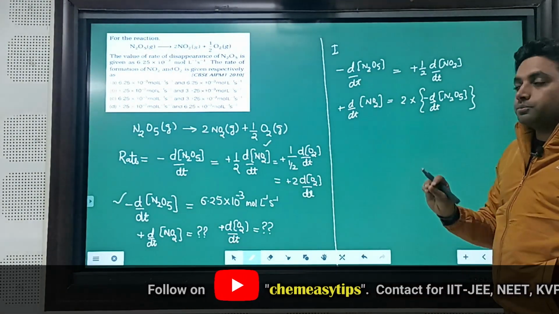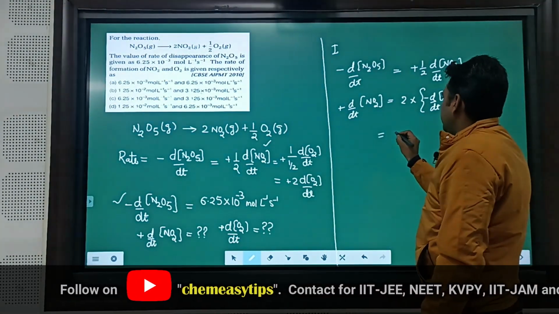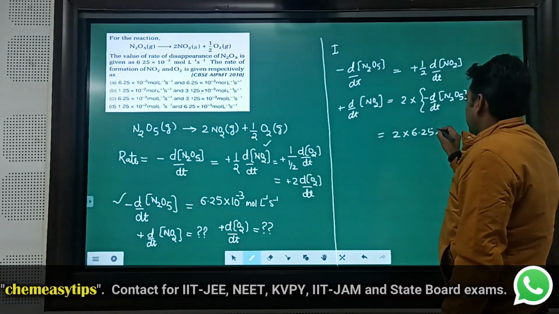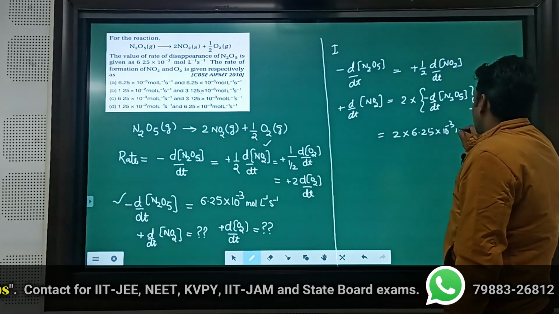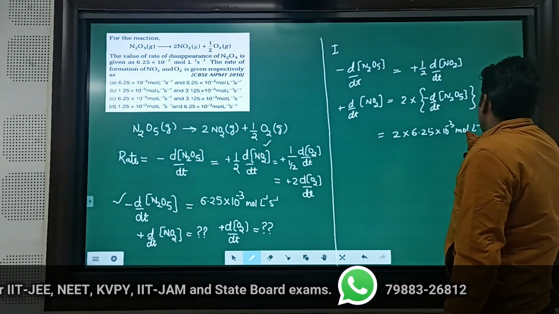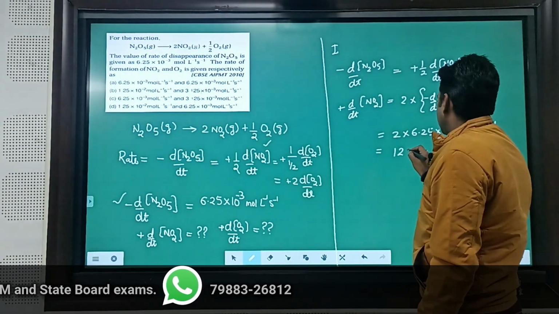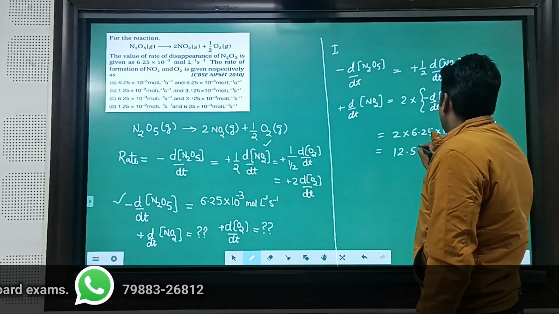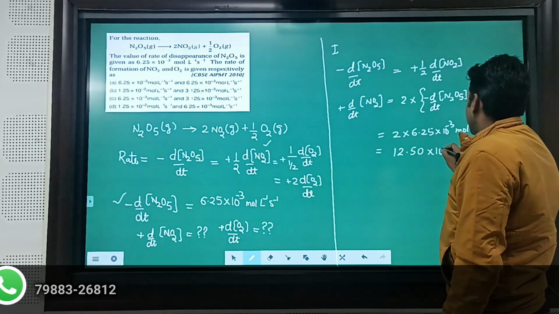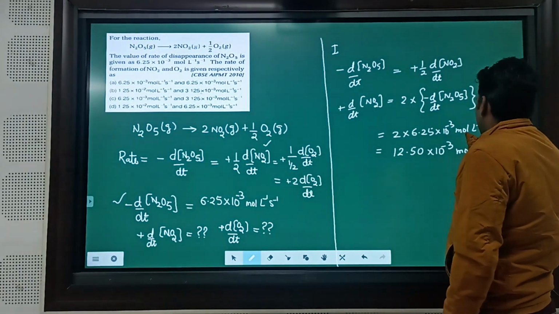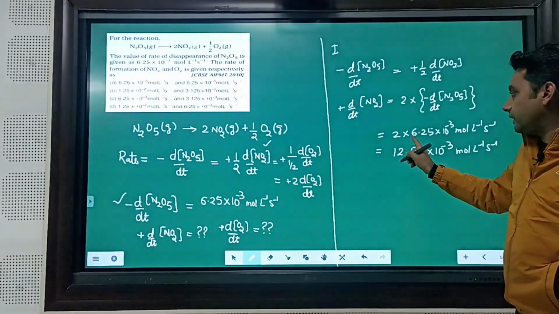Now we just put the given values. So that is equal to 2 into 6.25 into 10 raised to power minus 3 mole per liter per second. Just multiply it. So that is 12.50 into 10 raised to power minus 3 mole per liter per second. That is the final result.